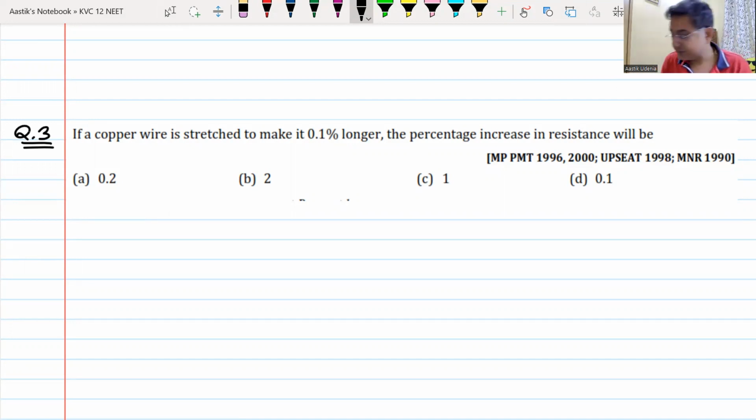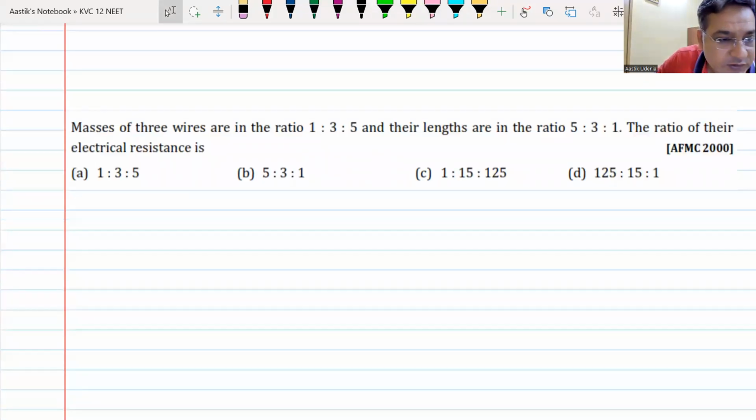Option A is absolutely correct. Length is increased by 0.1%, so the percentage increase in resistance will be 0.1 multiplied by 2, and that is your answer. I hope everyone has understood this. Yes or no? Now there is one more question that I see coming in your medical exams, so let us discuss this one.